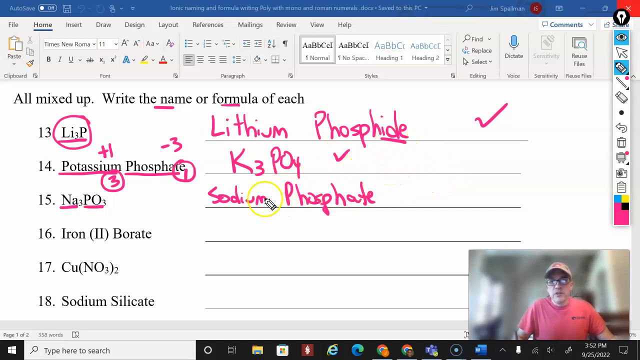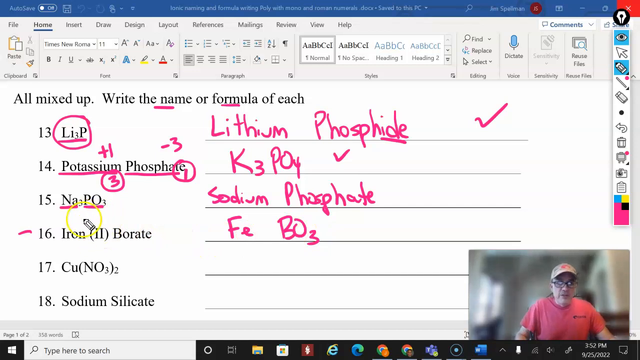The only thing is if it's a transition metal, we need to put the Roman numerals in there, just like we have here with 16. 16 is iron 2 borate. So iron is Fe. And if you go to the periodic table, or excuse me, the back of your new periodic table to find borate's ion, which is BO3.